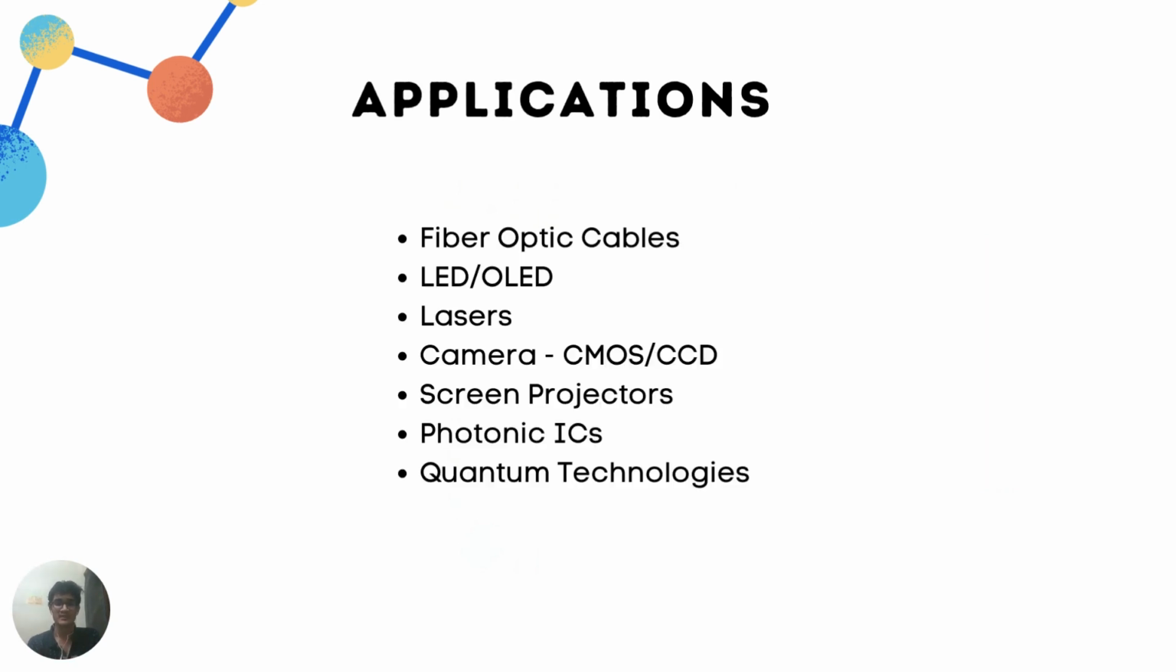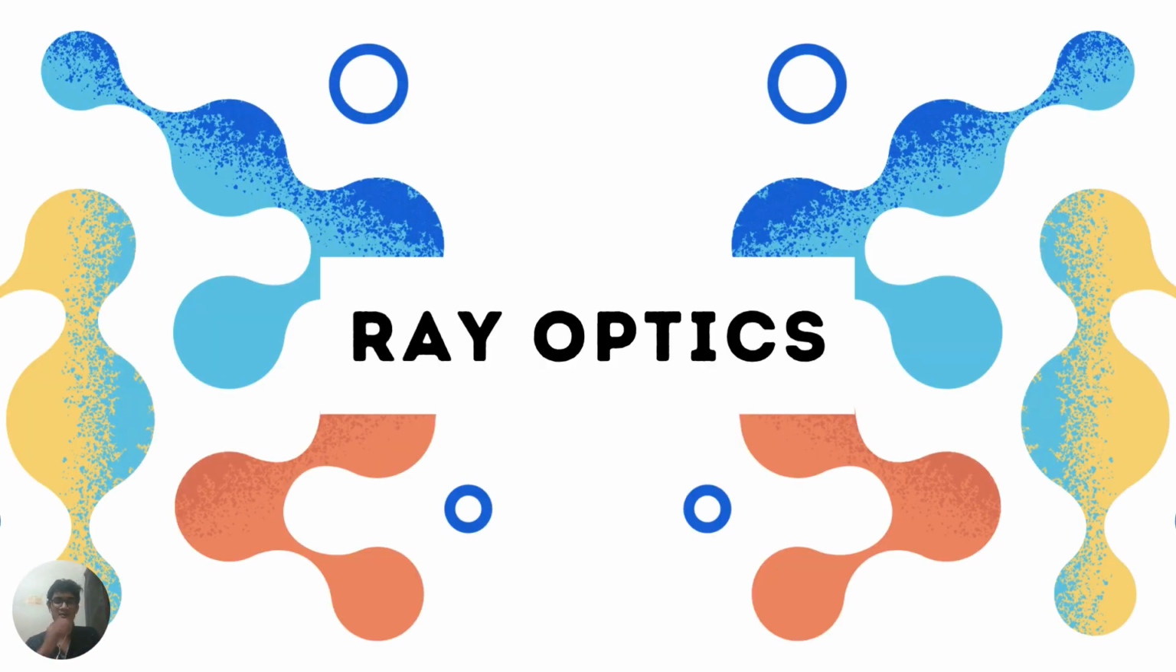As I said, applications of light theory involve its use in fiber optic cables. There are LEDs, there are OLEDs, there are lasers which are used in precision cutting, metal cutting, pointing, and much more. We have always used cameras which use CMOS or CCD type of sensors. We always see screen projectors, and quantum technologies like photonic ICs are expected to be soon in our markets. Let's understand ray optics first.